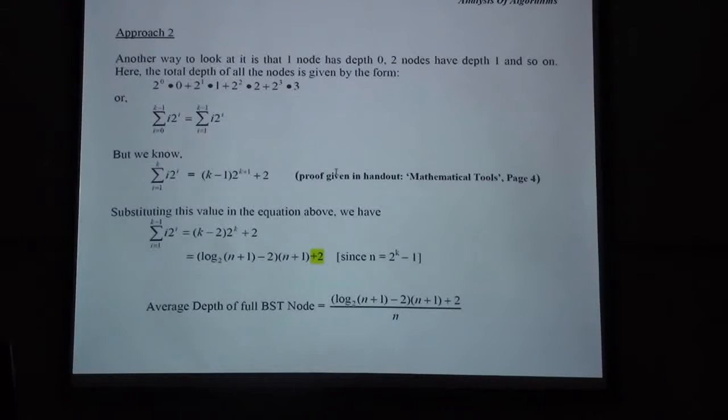So therefore, we have the summation as i goes from 0 to k minus 1 of i 2 to the i. i 2 to the i is right here. Why 0? Because 0 is the depth of the root. What's k? K. Remember, I'm counting this way, these products. So what's k?